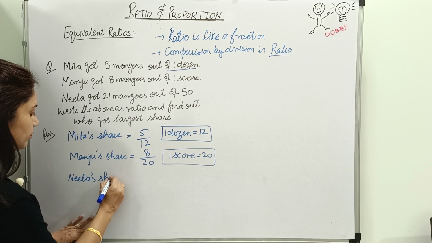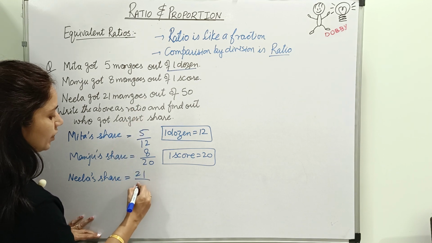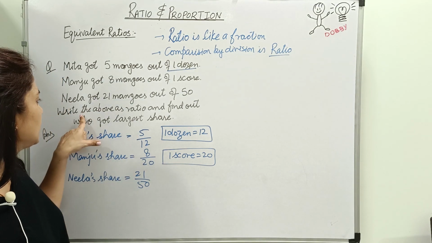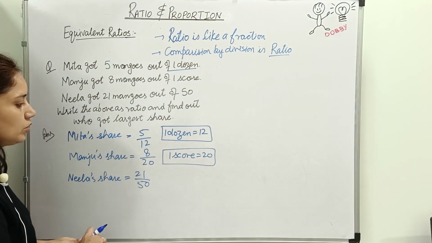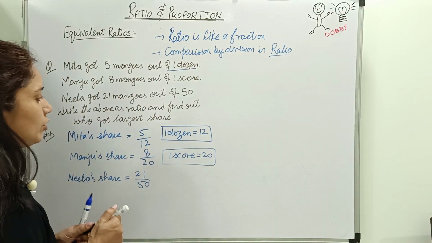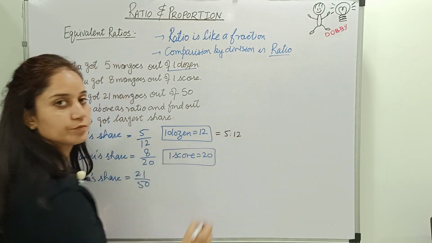Now Neela's share is 21 out of 50. All three we have written in the fraction form. The question was asking us to write the above as ratios. So let us write them as ratios. 5 upon 12 can be written as 5 is to 12.